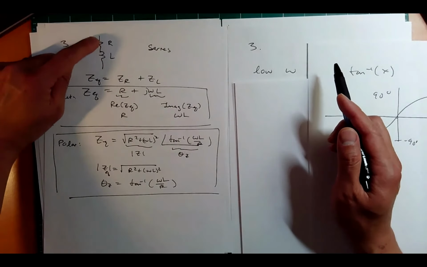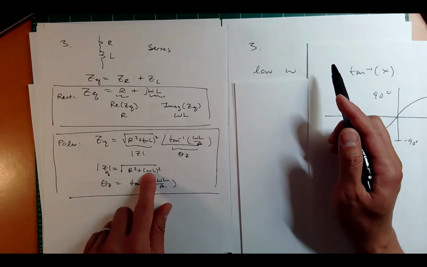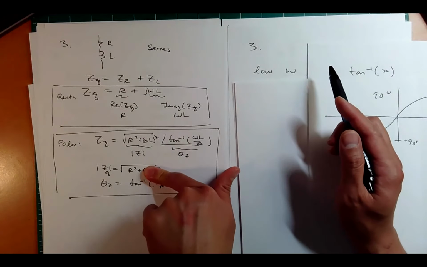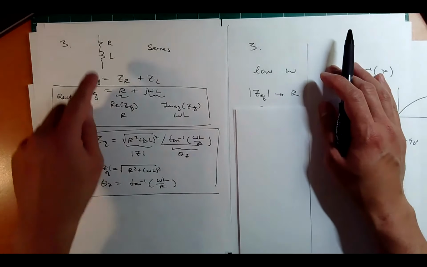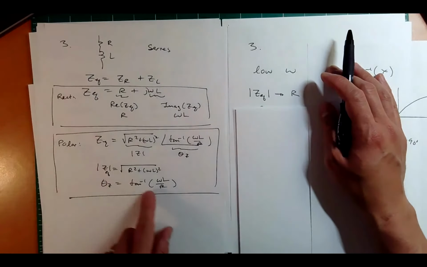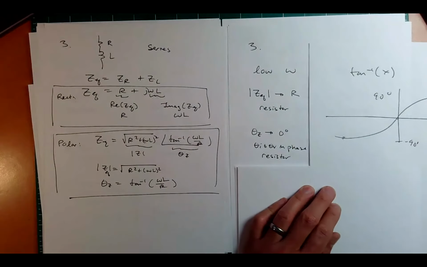Let's see if that's true from the math. At low frequency, omega goes to 0, you're just left with square root of R squared. So that means the magnitude just goes to R, easy. What about the phase? If I just look here, I get a 0 in here. So inverse tangent of 0 becomes 0. So I get theta I and theta V in phase, behaving like a resistor. Fantastic. What about at high frequency?